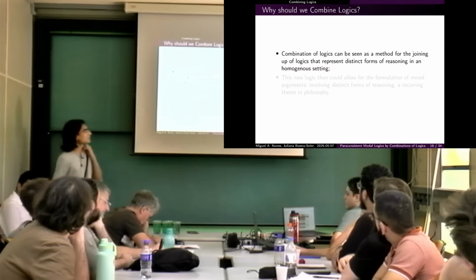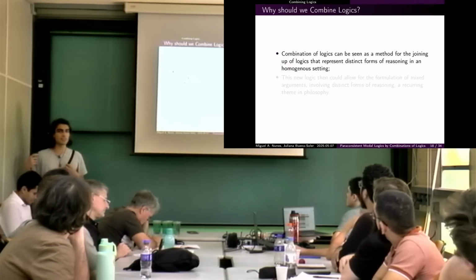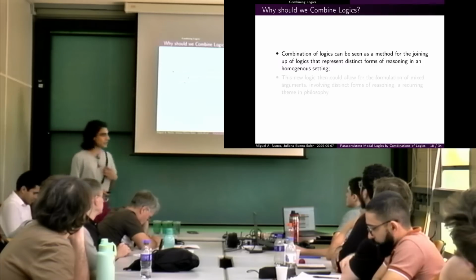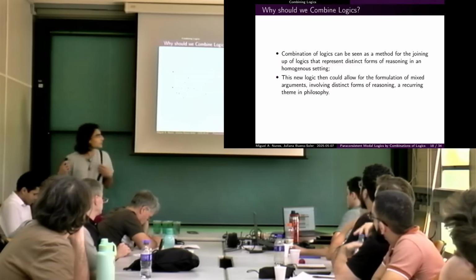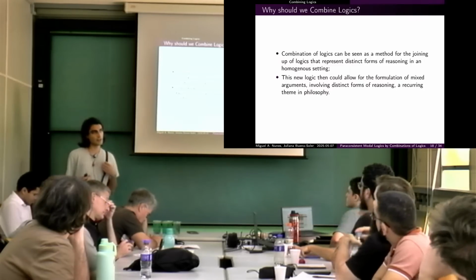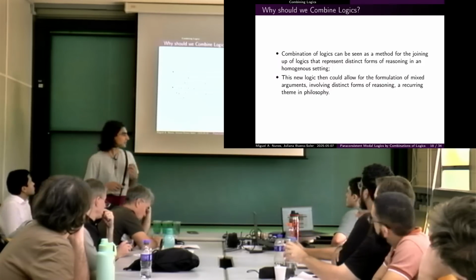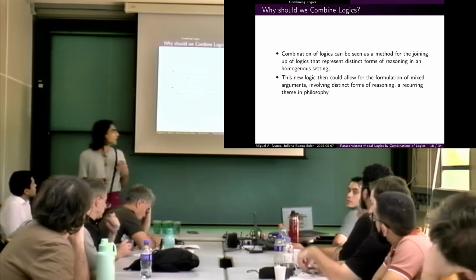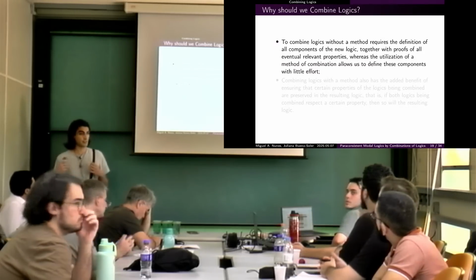Combinations of logics can be seen as a method for joining up logics that represent distinctive forms of reasoning in a homogeneous setting. This then allows us to formulate mixed arguments that involve distinctive forms of reasoning, which is quite common in philosophy. At least I think it is. I'm not a philosopher.